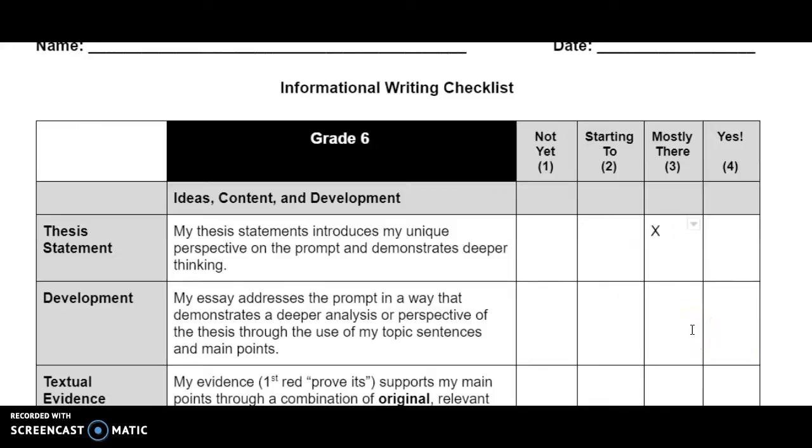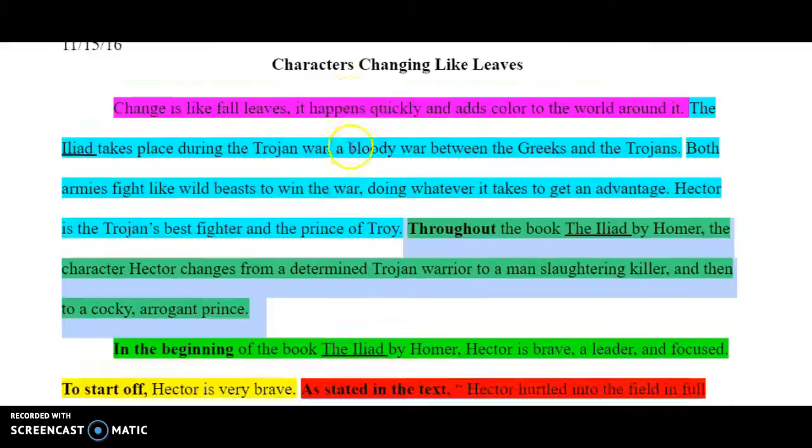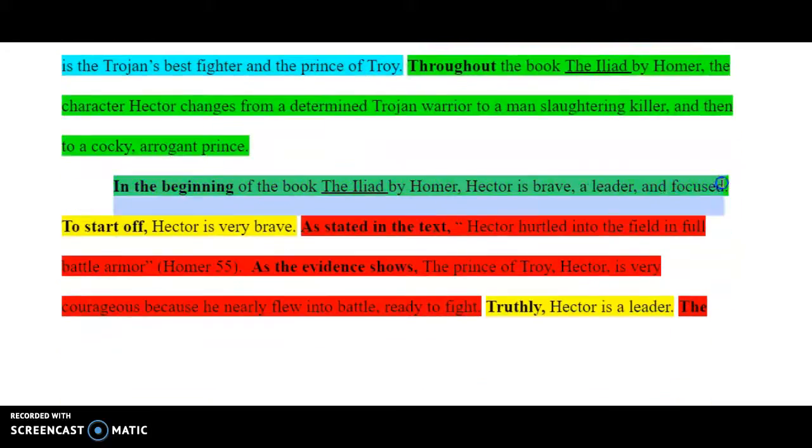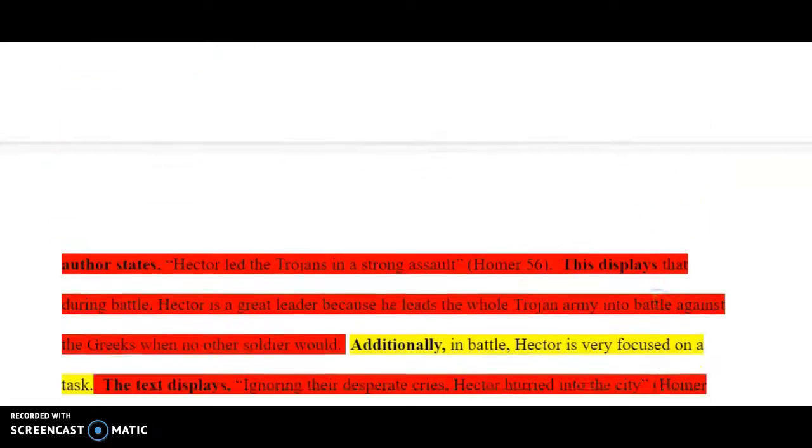Next is development. My essay addresses the prompt in a way that demonstrates a deeper analysis or perspective of the thesis through my use of topic sentences and main points. So now I'm going to go to each of my body paragraphs, look at my topic sentence. Does it answer the prompt? Here, yes, it's doing that because it's telling me how a character changes, Hector, and then I'm going to make sure that my main points match. So I have brave, leader, and focused. We have brave, leader, and focused.